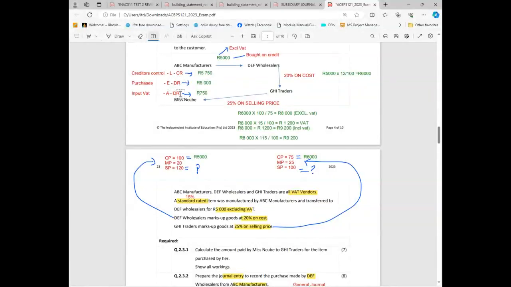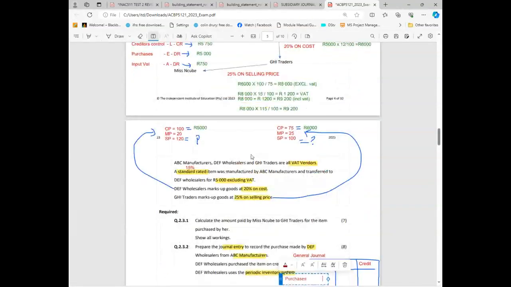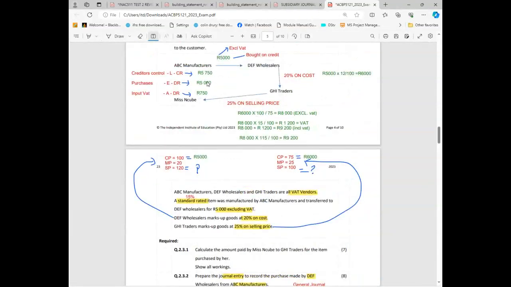So which account here do you think I must record first? Purchases. Purchases. Because of space, I'm just going to come here and record purchases first. I'm just going to say purchases. And how much is the purchases? Under which side? Let's check. How much is the purchases here? 5,000. Under which side? Debit side.